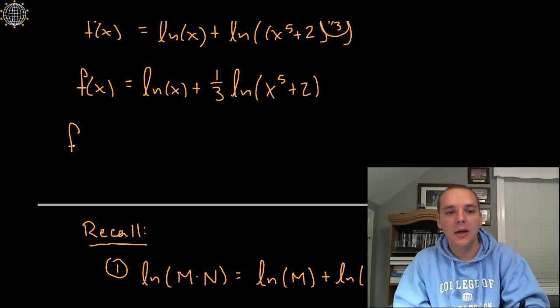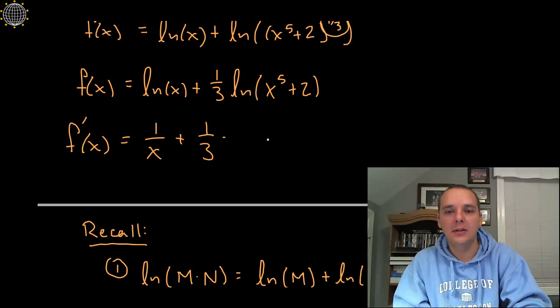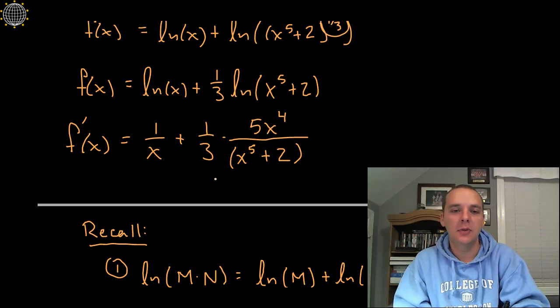So here we go. F prime of x would be the derivative of natural log, which is 1 over x, as we know. The 1/3 is a tag-along constant, and the derivative of natural log of x to the 5th plus 2 would be u prime over u. In other words, 5x to the 4th over (x to the 5th plus 2). Okay, so there we go.